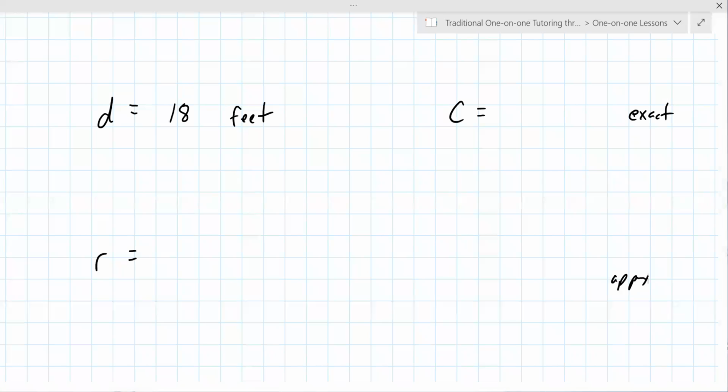All right. So let me come up with another problem here. The diameter is 18 feet. I want the radius and then the circumference, both exact and approximate. And we'll move on to something else after this.